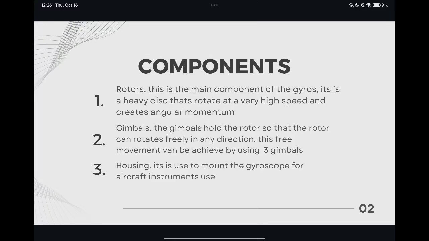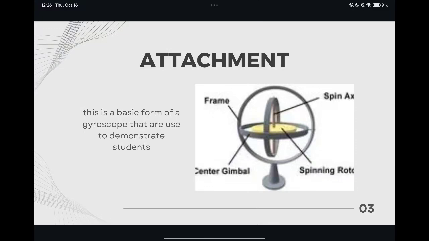Next, the gyroscope got gimbals. The gimbals function is to hold the rotor so that the rotor can rotate freely in any direction. And lastly, the housing. It is used to mount the gyroscope on the plane for aircraft instruments use. So, here is an attachment of what does a basic gyroscope looks like. In the center, we got the rotor that is held by gimbals and outer housing.